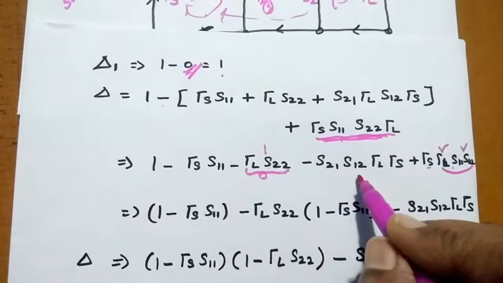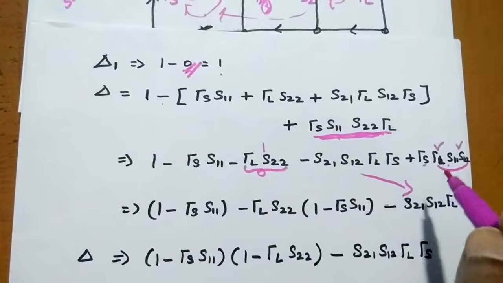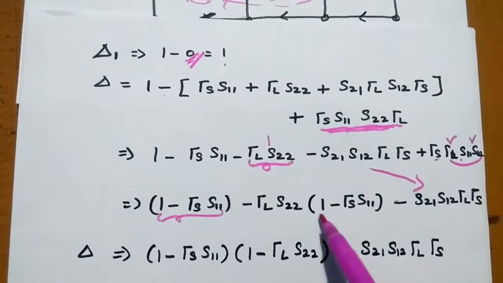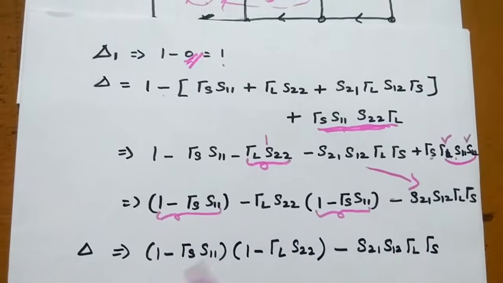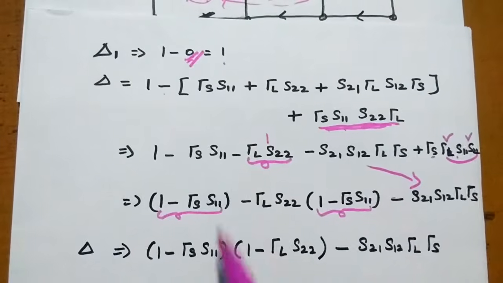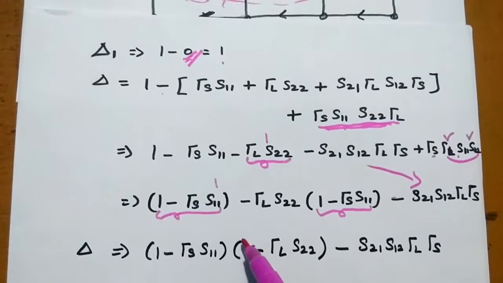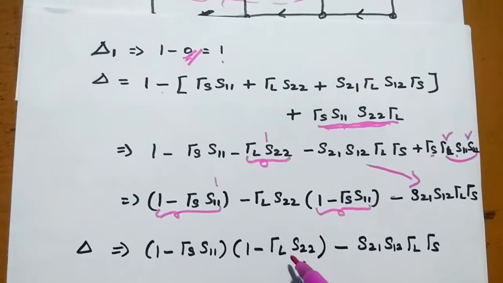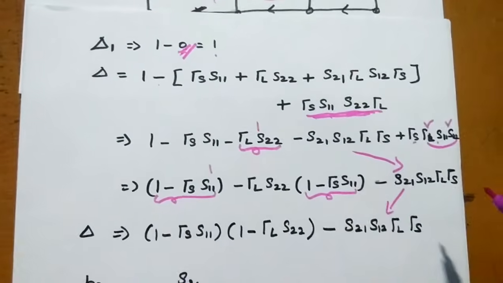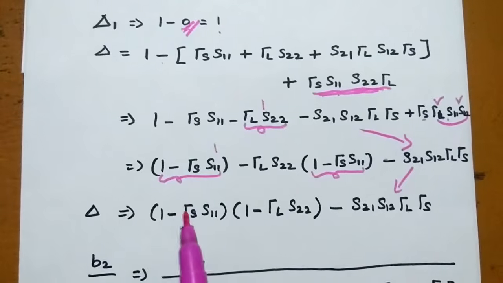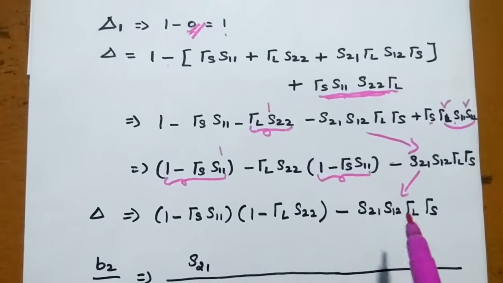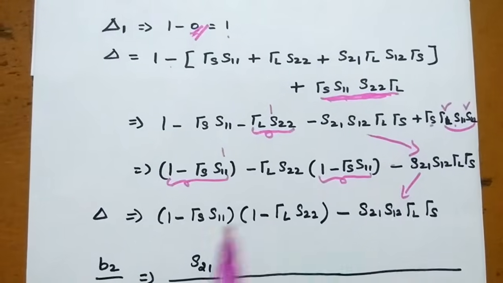Then minus this term we can write as such. In the next step, we can see this value and this value both are common, so we can take it outside. So 1 minus gamma S S11 means this term becomes 1. So into 1 minus this term is gamma L S22, minus this term we can write as such. So the del value is equal to 1 minus gamma S S11 into 1 minus gamma L S22 minus S12 S21 gamma L gamma S.